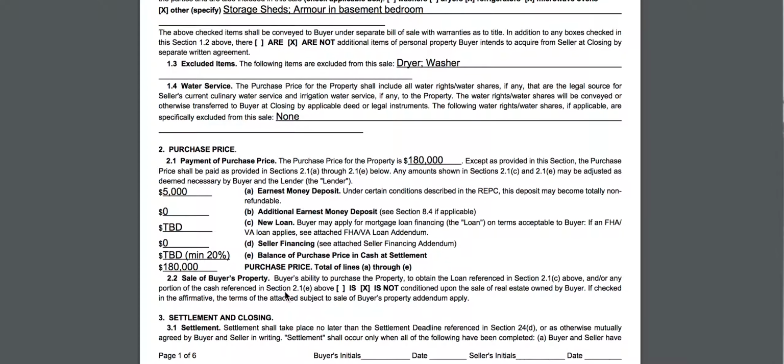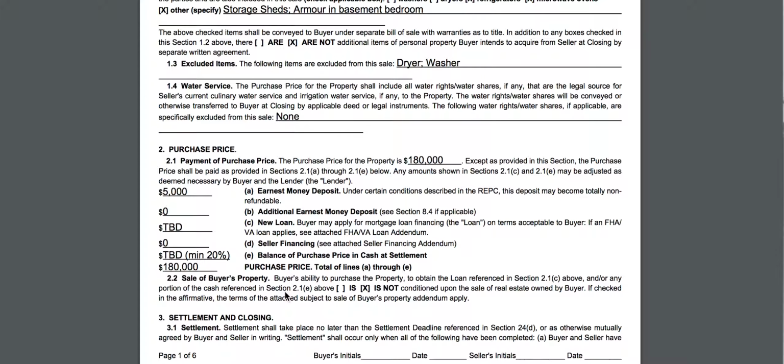Sell a buyer's property. So, buyer's ability to purchase the property, to obtain the loan referenced in 2.1C above. So if they are getting a loan, are any or all of the portion of cash referenced in that condition upon the sale of real estate owned by the buyer, meaning for them to get approved for the loan or for them to have the money that they are stating they have to put down in cash at settlement, is that condition upon them selling their home or any other property owned by the buyer? So you do have to disclose that now. So is it or is it not conditioned upon that?